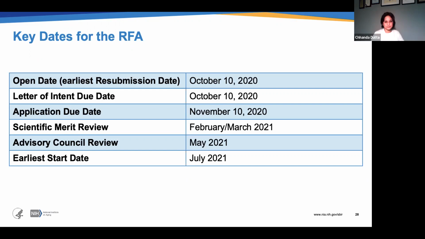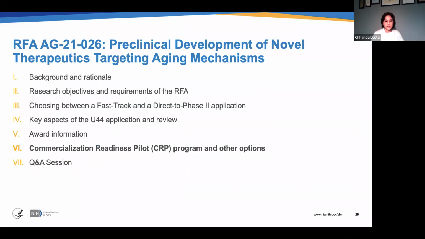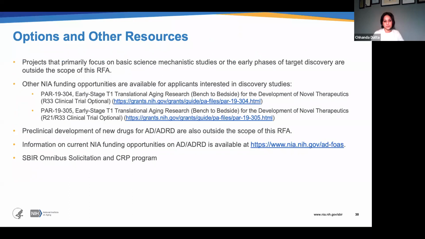Next slide, please. Section 6, CRP program and other options. So I just want to touch a little bit upon some of the other options you have if your particular project may not be suitable for this U44 RFA. Options and other resources, embedded links to other NIA funding opportunities, and information on current opportunities on AD and ADRD.